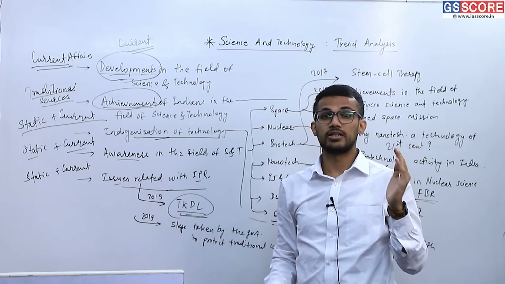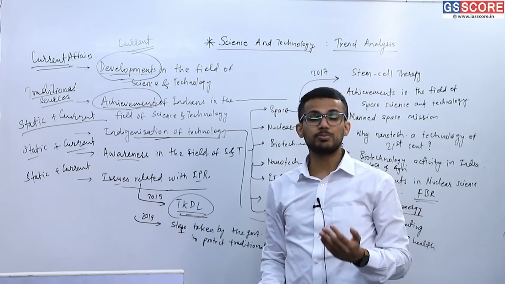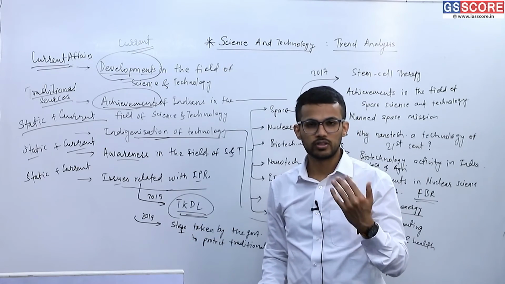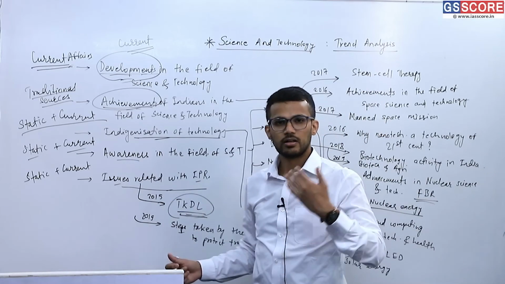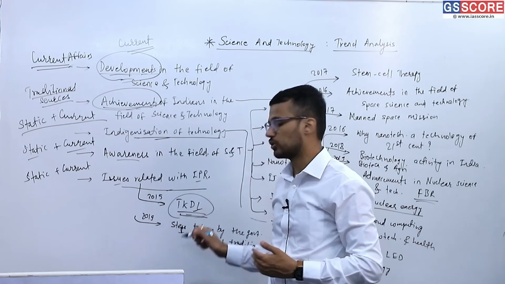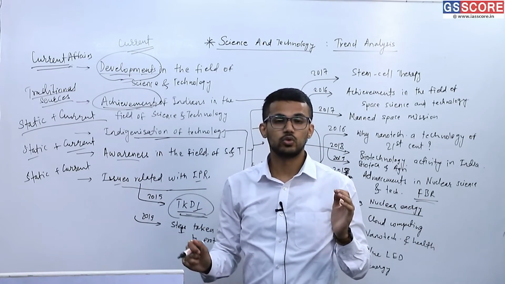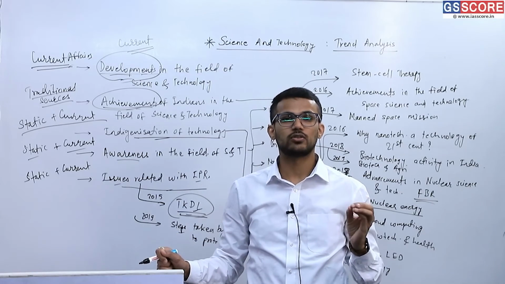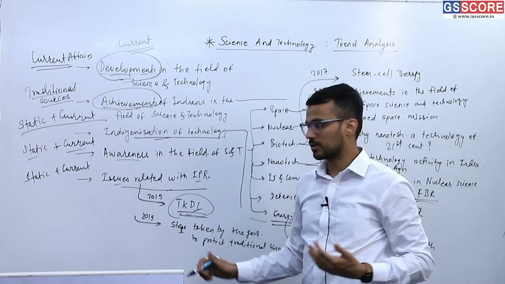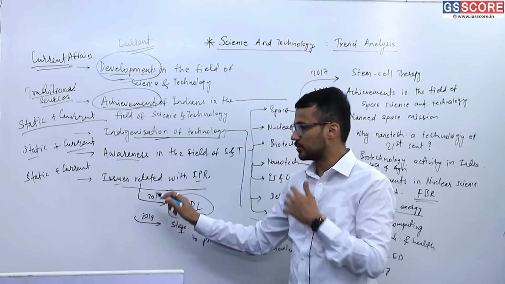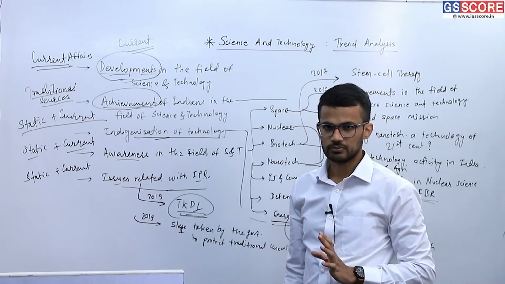TKDL is established in 2001. Again, for 2019's question, the steps taken by the government for the protection of traditional knowledge from getting patented are again steps like formation of TKDL, enactment of Biological Diversity Act 2002. So all those acts are important, and all those steps are important, which make this particular topic static as well as current in nature, right?